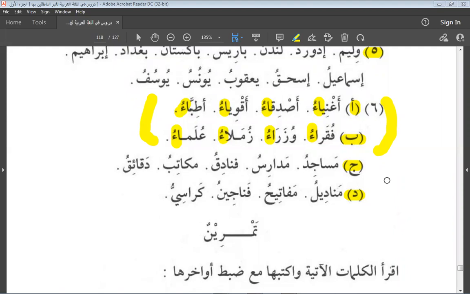So those meters, where does that fall on? Those meters, those rhymes, they are mamnu min as-sarf. That covers the two, the jim and the dal. Masajidu, madarisu, fanadiku, manadilu, mafatihu, that is the mafa'il.